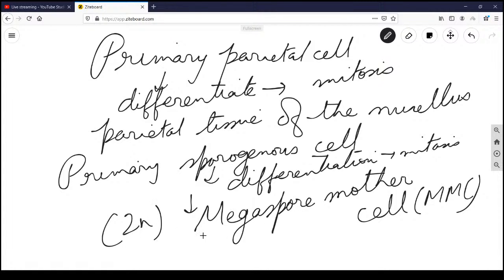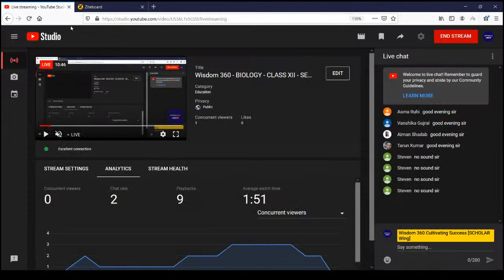2n. Now this megaspore mother cell will now undergo meiosis.